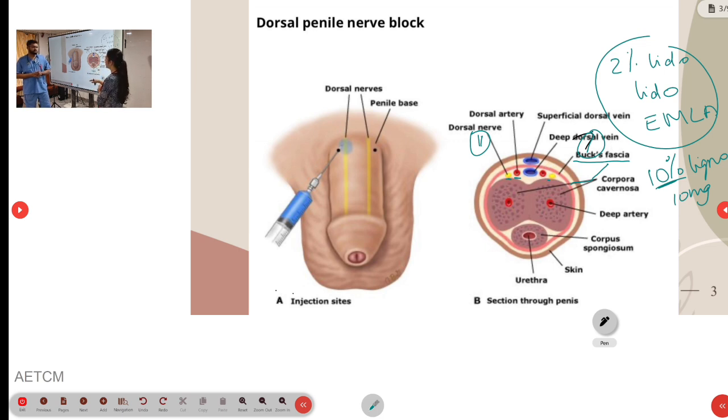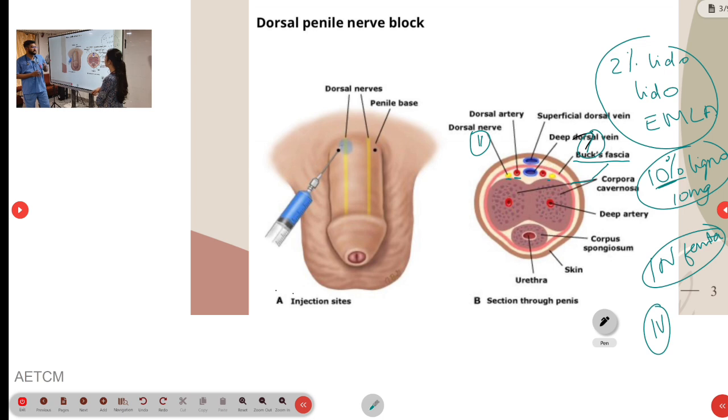Then the other methods are for procedural sedation, as you told. You can use opioids like intranasal fentanyl. So these are the non-invasive things. Then we can place an IV cannula and give injections, paracetamol, whatever is required, and then the other method is the dorsal nerve block.